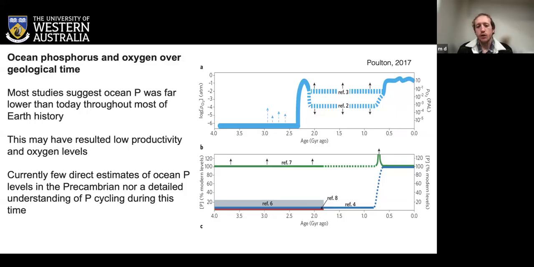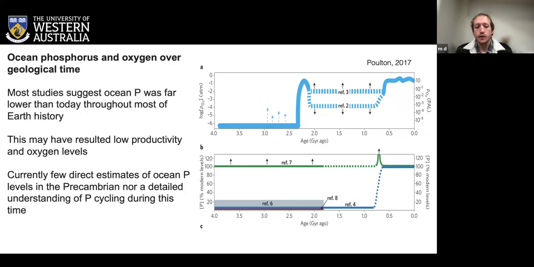But if we look at the panel below that, in panel B, this is a compilation of different estimates of what marine phosphorus levels have been doing over the course of Earth's history. And you can see that the estimates vary considerably, with some saying that marine P levels have been pretty much the same throughout Earth's history, with a few blips here and there. And others saying that for most of Earth's history, throughout most of the Precambrian, marine P levels were incredibly low.